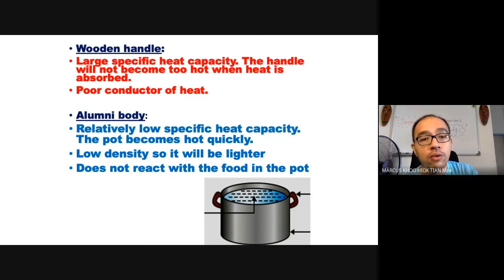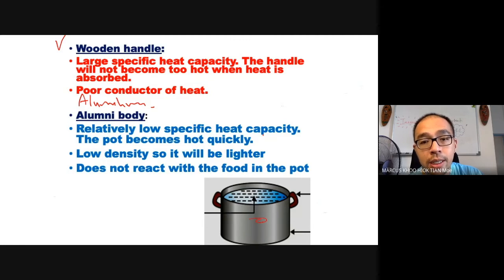Okay, aluminium body. It has a relatively low specific heat capacity, definitely lower than the wooden handle, maybe a little bit higher than the copper base. The pot becomes hot quickly. It has low density so that it will be lighter, and it does not react with the food in the pot. So you notice that actually the body is this.